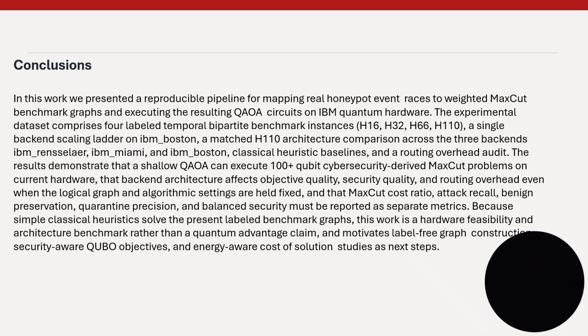We also observe that the max cut cost ratio, attack recall, benign preservation, quarantine precision, and balanced security should all be reported as separate metrics. Simple classical heuristics can also be used to solve this problem, which is why it makes a good hardware feasibility and architecture benchmark study. We plan to do additional work in this area in the future, including label-free graph construction and energy-aware cost for solution studies as some of our next steps.